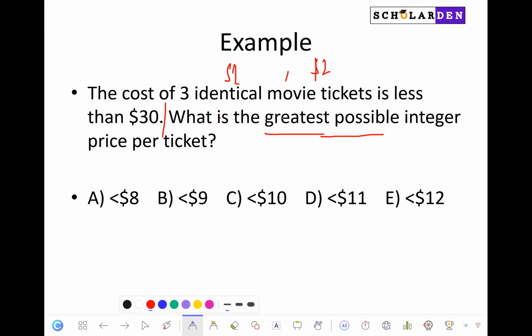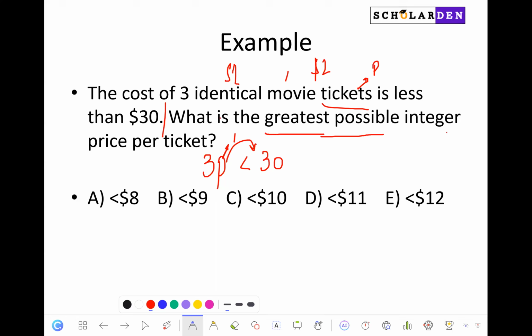Let's call the movie ticket price P. There are 3 tickets, so 3 times P, and it should be less than 30. Some number multiplied by P should result in 30. P could be 1, 2, 3, or 4, but we want P to be such that this becomes closest to 30.